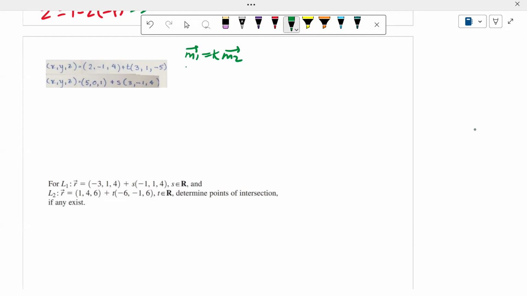So k is equal to 3 over 3, that's 1. 1 over minus 1, this is minus 1. And minus 5 over 4. So what does that mean? That means line 1 is not parallel to line 2. That means I'm going to have a point of intersection, or I'm going to have skew lines.